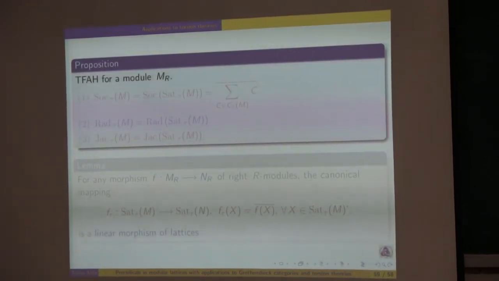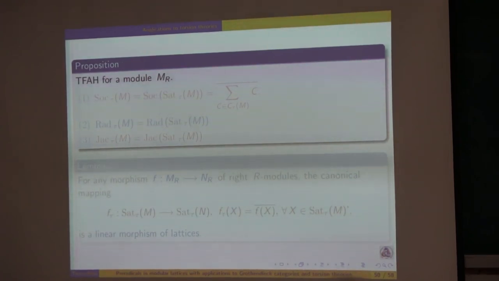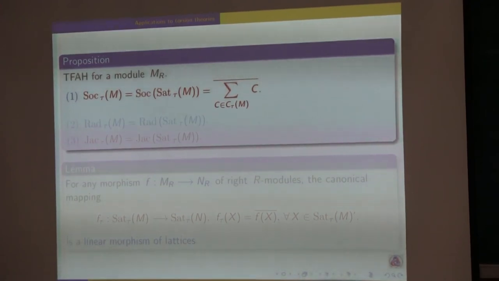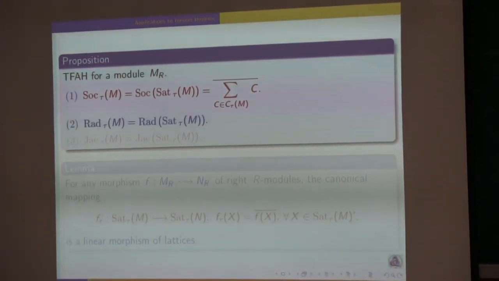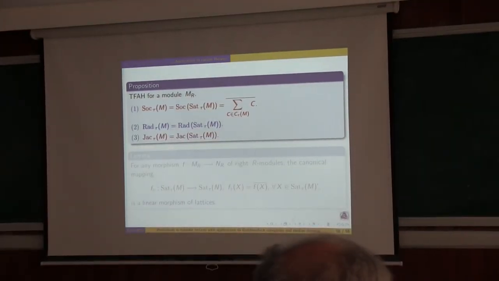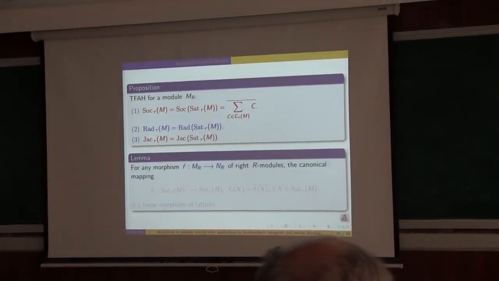Now, the following assertion holds for a module n. The socle is exactly the socle of this lattice. The radical is the radical of this lattice. The Jacobson is this one. And we have the lemma.